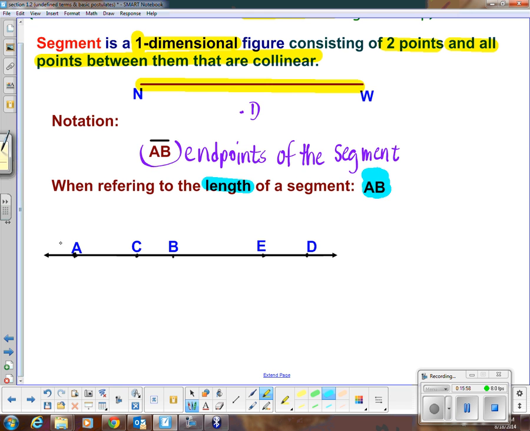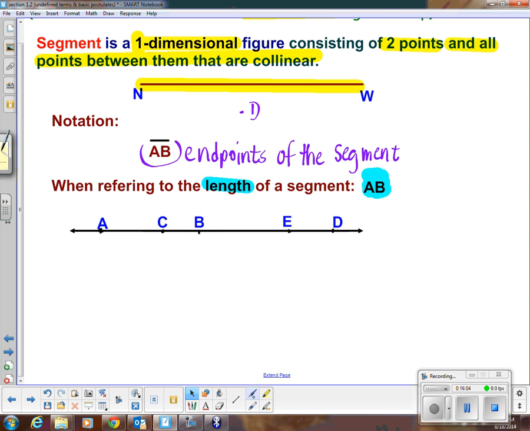So if we look at this, notice these points are on a line. That's the diagram I had before. But now we're going to talk about segments. So I can talk about segment AC. Segment AC, and I'll use green highlighter, is going to start at A, and it's going to stop at C and include all the collinear points in between.